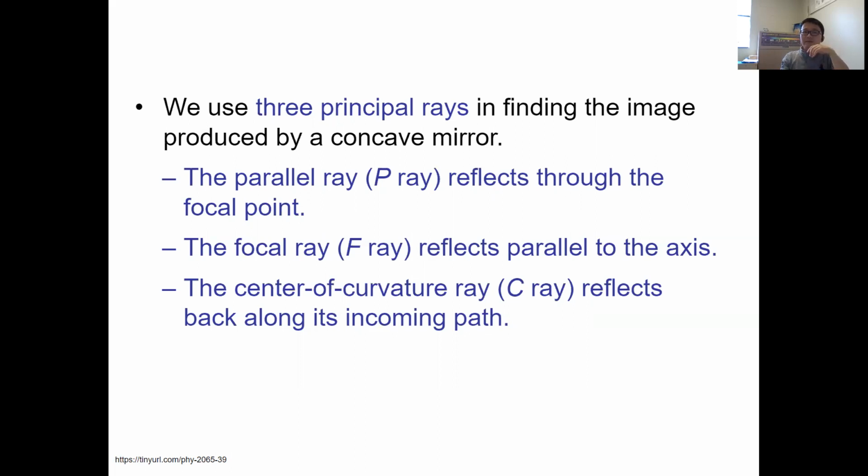Okay. The first is called the P ray. The second ray is called the focal ray, or F ray. That's the ray coming through the focal point, hitting the mirror, and getting reflected back, in this case parallel to the principal axis. The center of curvature ray goes through the center of curvature, hits the mirror, and gets reflected right back in the same direction but reversed, because from the center of curvature to the mirror it's in the normal direction.